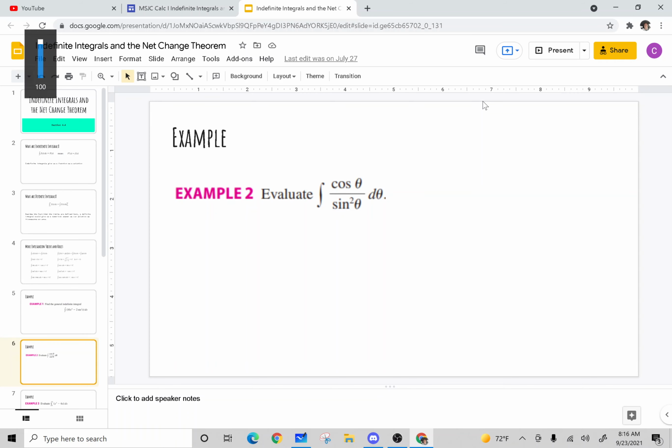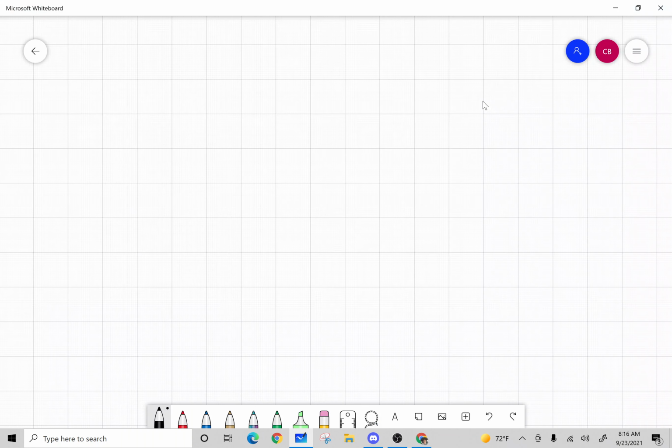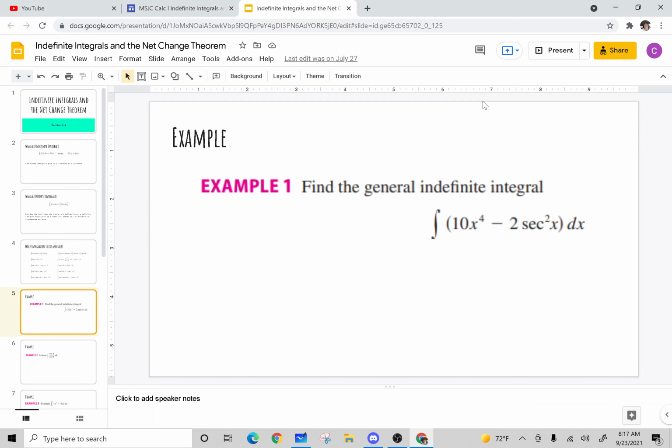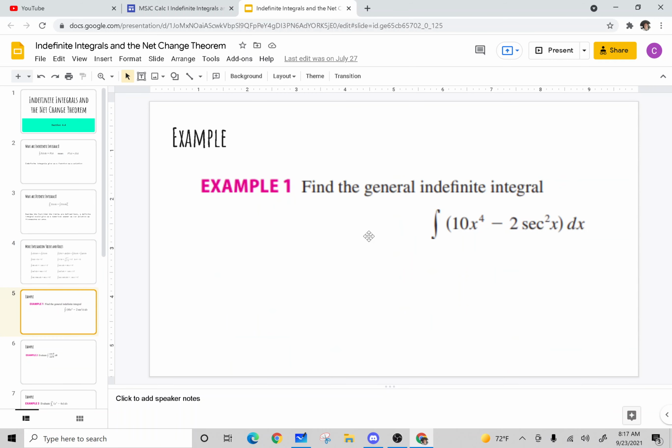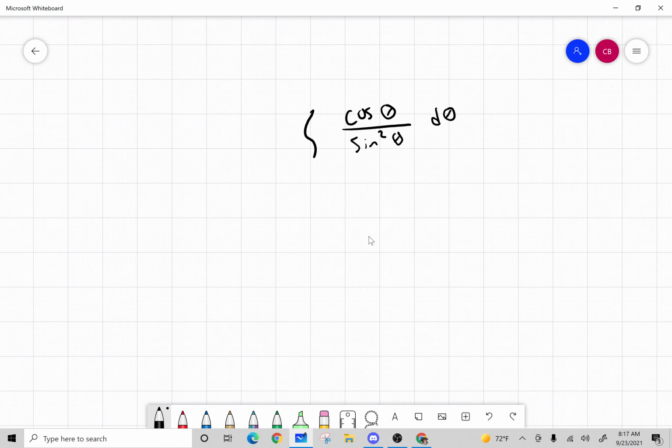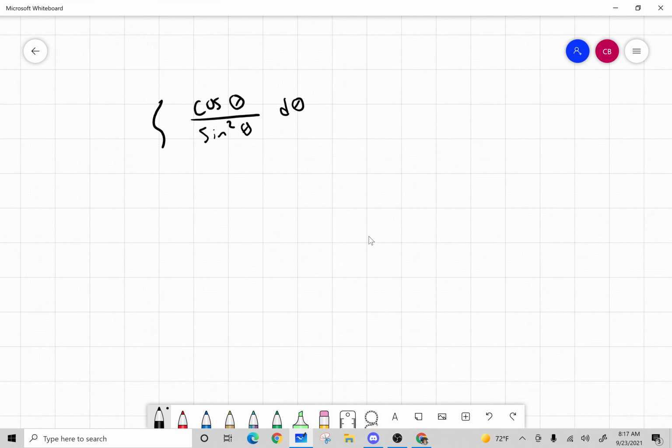Okay, so moving on to our next example, we have the following. We have the indefinite integral of cos theta over sine squared theta d theta. Now we didn't learn anything about dividing these things, and if we look at our list, remember we don't have any rules for when you have division going on, so it might be better in this case to make a trig identity. And so let's do it.